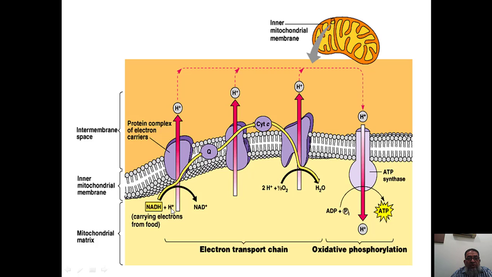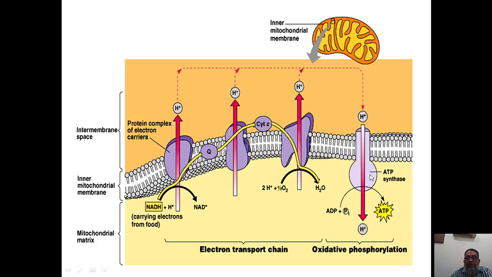NADH joins the H ion, releases the H ion, carrying electrons from food, and is converted into NAD, and H ions are transported into the intermembrane space. Protein complexes, electron carriers, Q enzyme Q, then the second, third, cytochrome C, all are depositing H ions within the intermembrane space. This H ion is transported across the F1 particle, and ADP joins with the P and forms the ATP molecule. This is the energy reservoir for the whole cell.